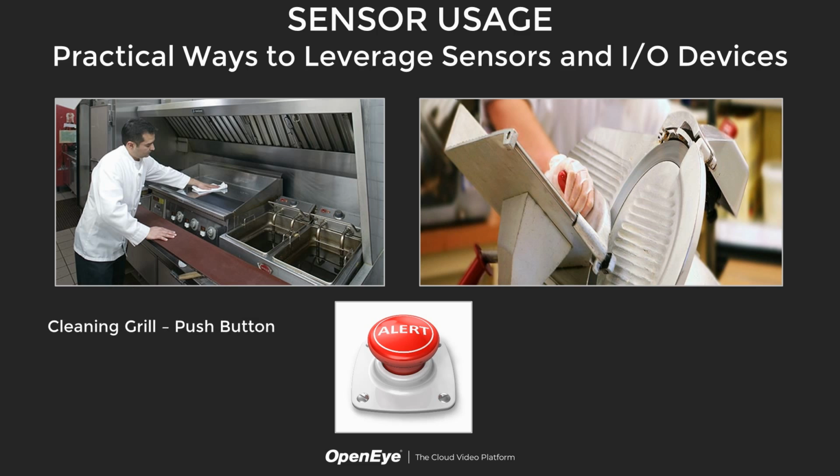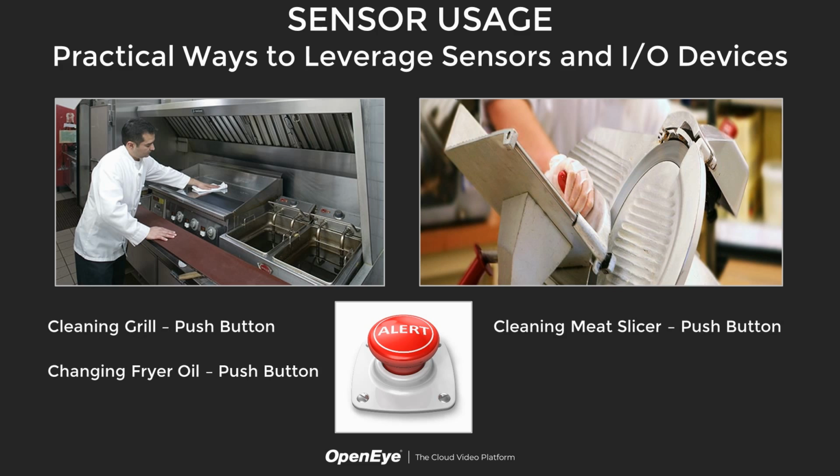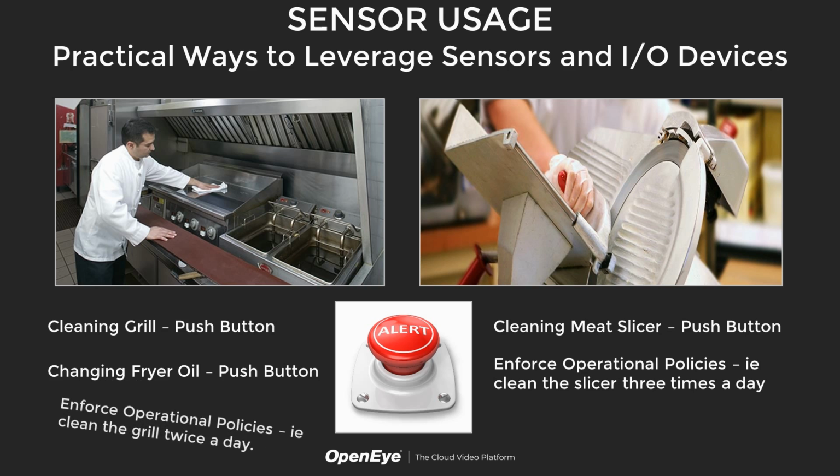Push the button before cleaning the grill. Push the button before cleaning the meat slicer. Push the button before changing the oil in the fryer. Be sure operational policies are being followed. If you require the meat slicer to be cleaned 3 times a day, you should receive 3 alerts to that effect. Similar counts can be reviewed for other tasks like cleaning the grill.